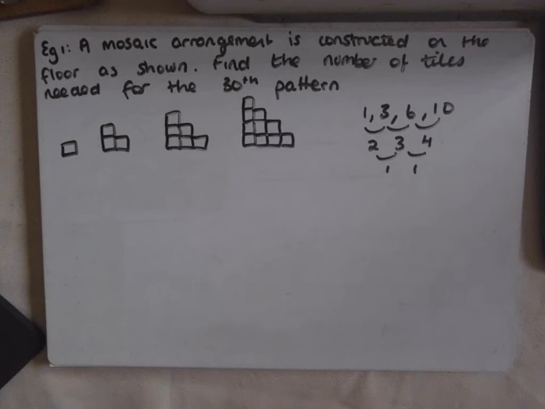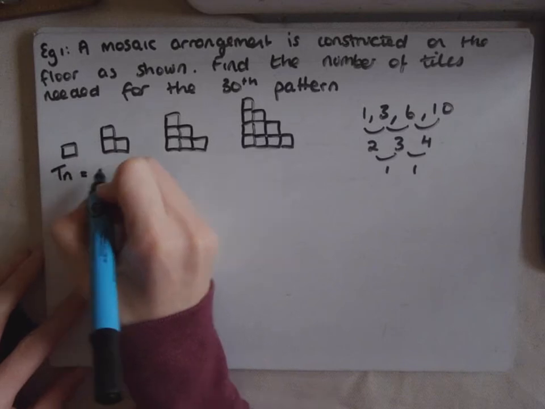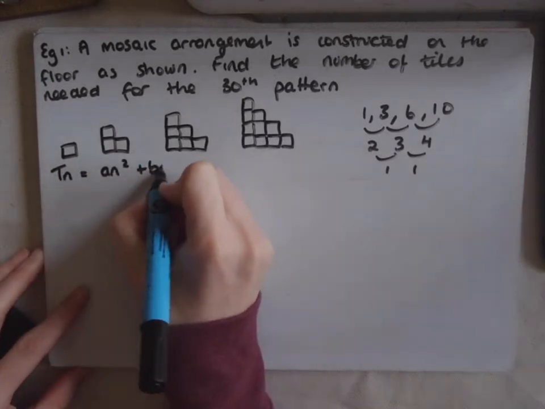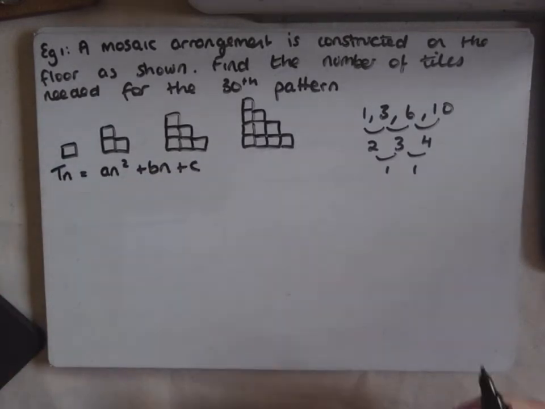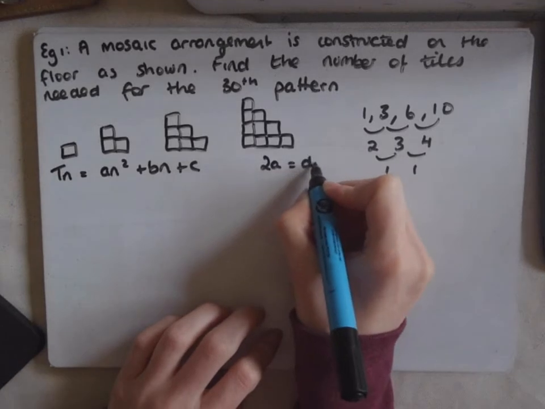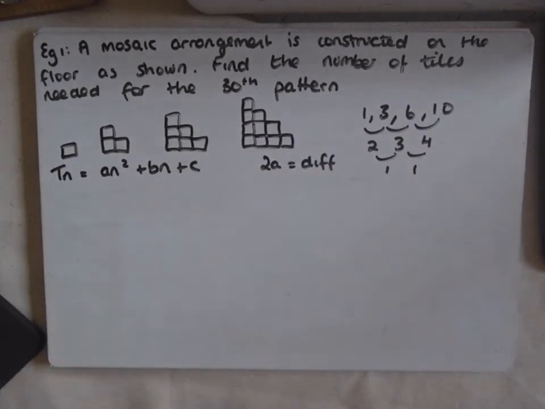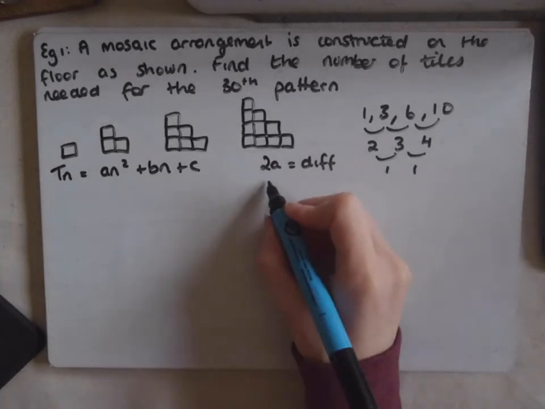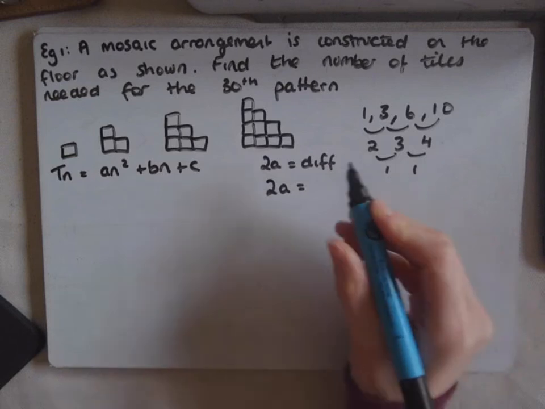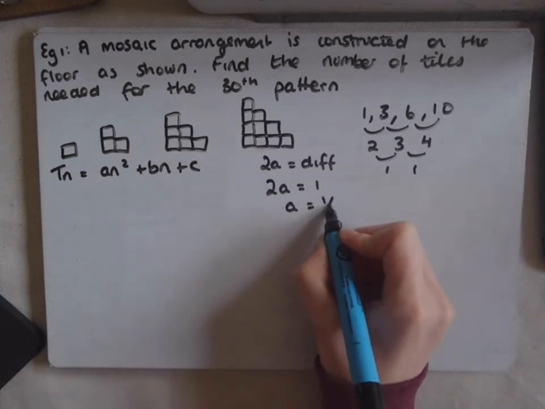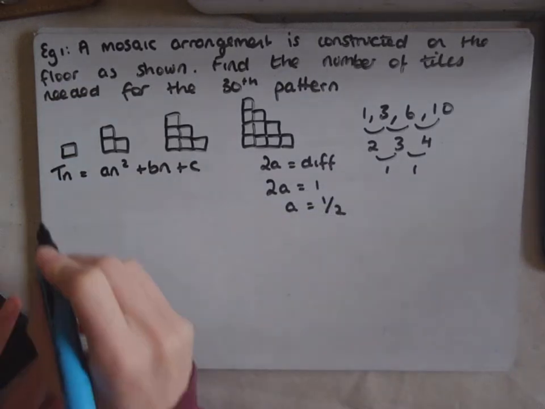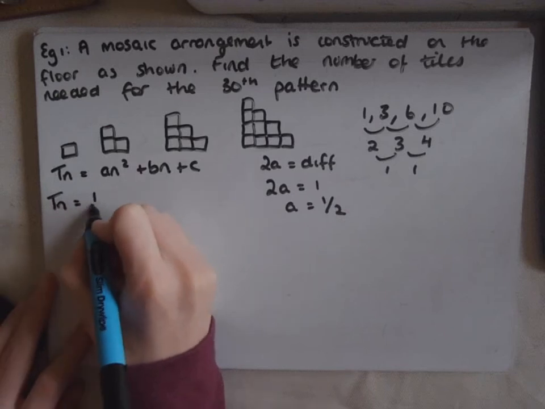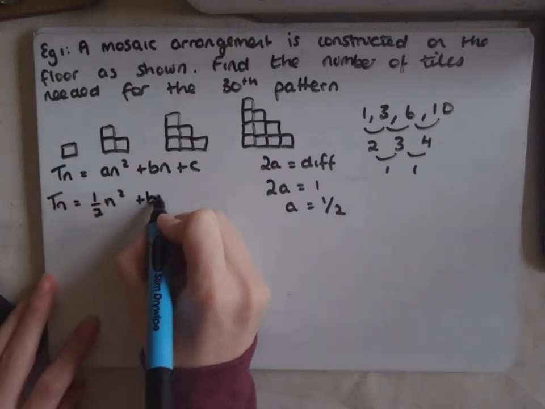From there you're going to write out your general term of a quadratic pattern. So Tn is an squared plus bn plus c, and 2a equals the difference. Immediately I can get this: 2a is equal to my difference, which is 1, so a is a half. So my general term becomes a half n squared plus bn plus c.